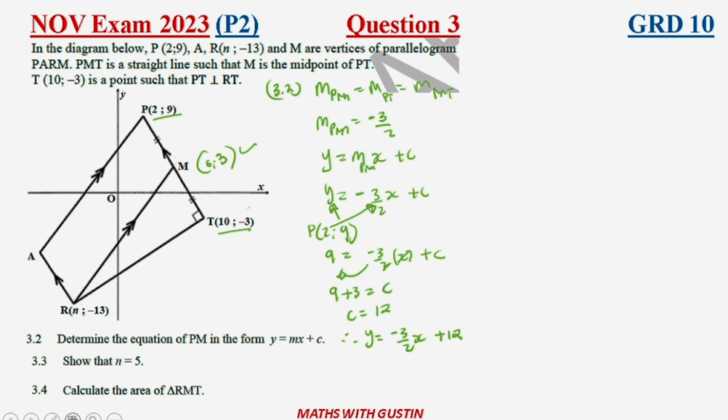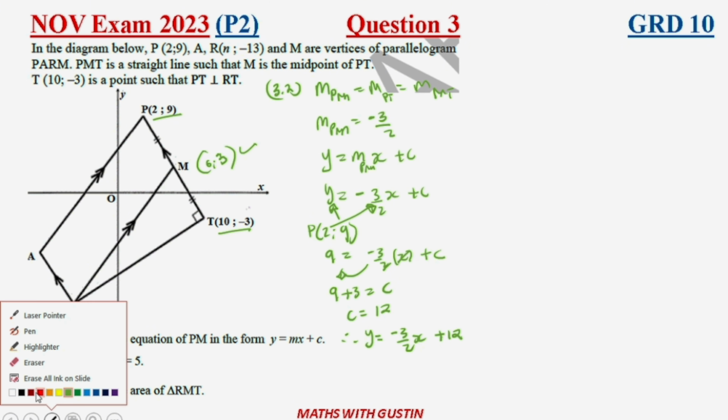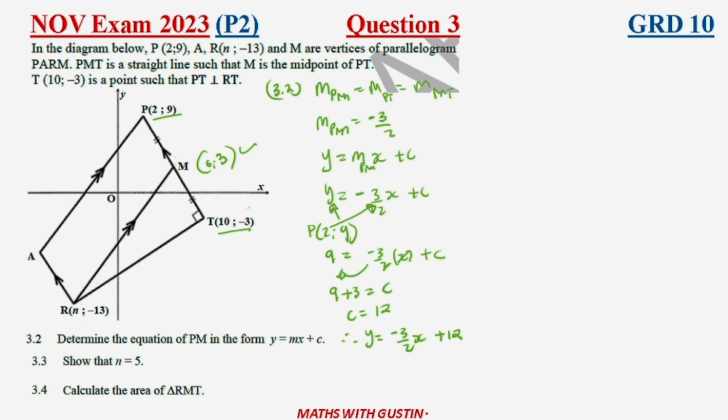So let's move right along to question 3.3. All right, guys. I hope you are understanding this one. If you've got a question, what if you substituted T, or 10 and 3, you're going to get the same answer. It will still be correct. Even if you had substituted this value of M, (6;3), you're going to get the same answer as well, right? So they say that we must show that the value of n is equal to 5 in this case.